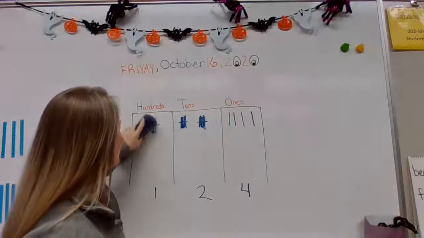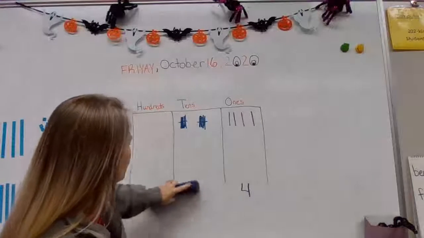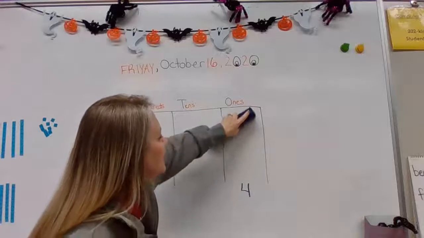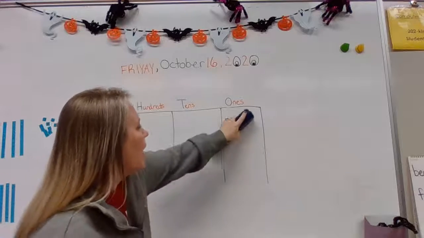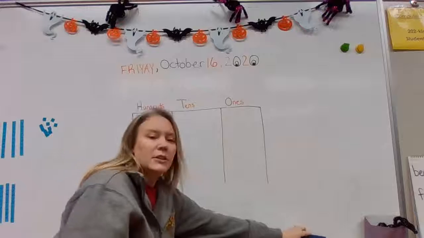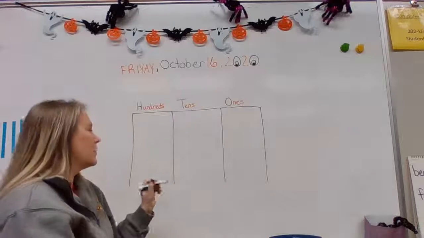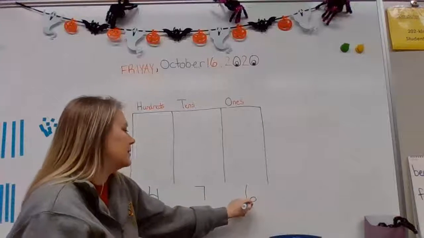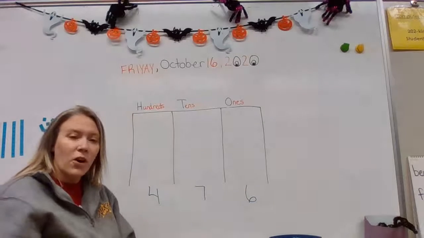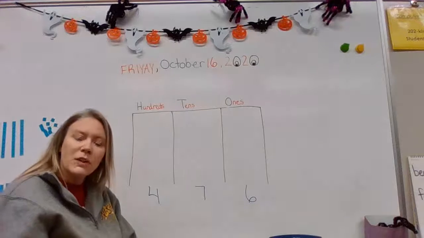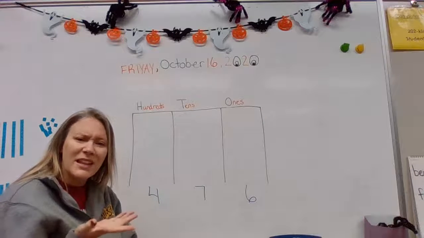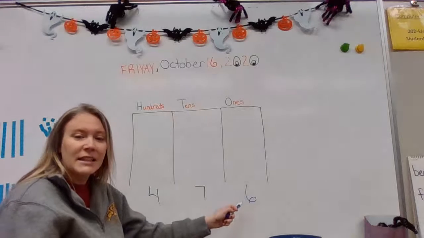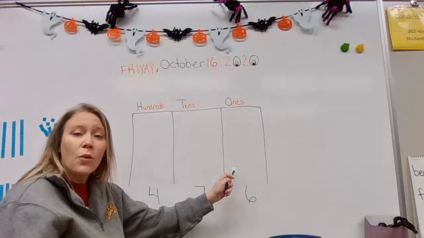Here we go. Okay, guys, let's do another number together. I would like to draw the number 476. Wow, that's a big number, 476. How do we draw that with our straws? How do we represent that number? Let's start with the ones first. 6. Please draw 6 ones.